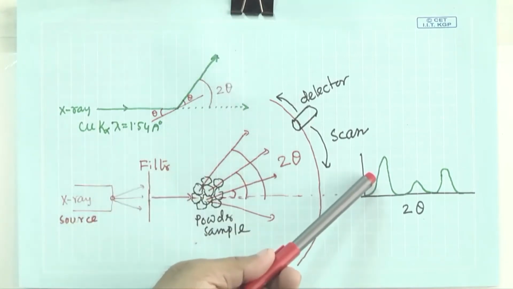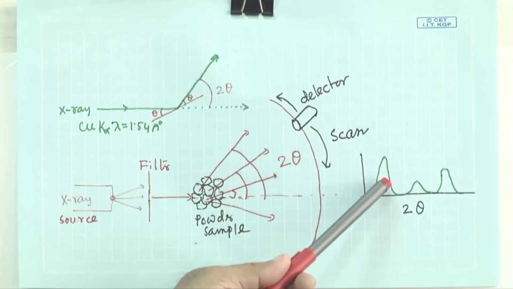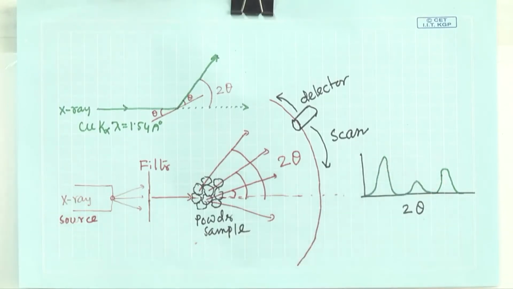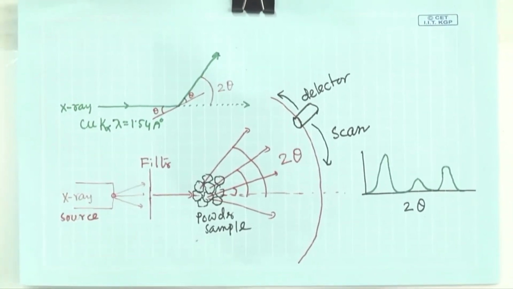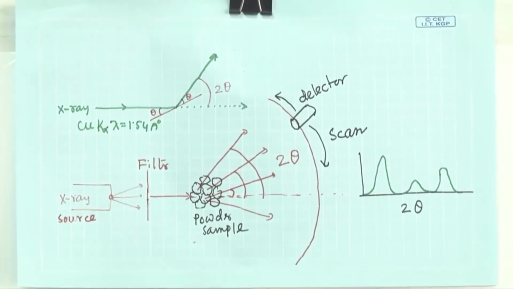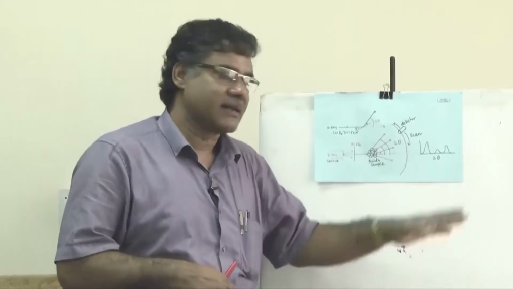So, we get a peak when this Bragg condition is satisfied, and from these peaks generally we get information about the crystal. So, what information we get, that I have discussed. I will discuss more when we analyze the data.